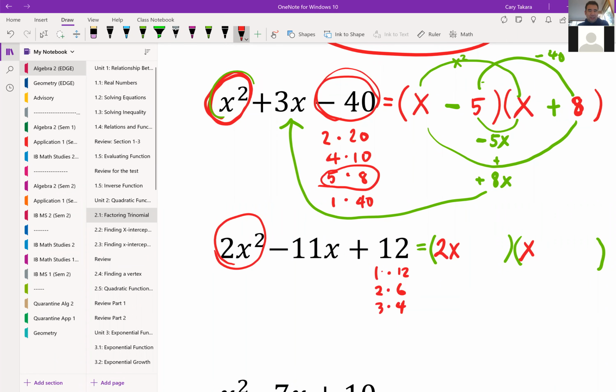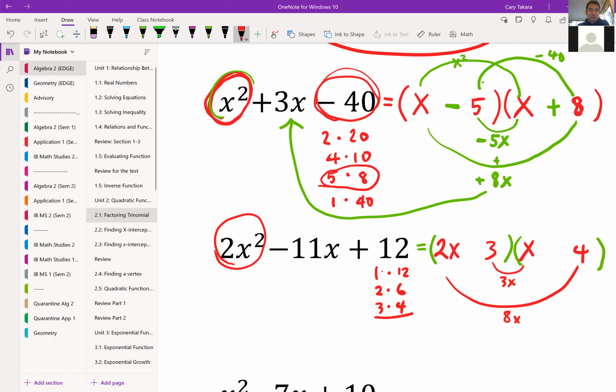That's okay. And which one are we going to try first? You want to try the numbers that are close together. So let's try 3 and 4. So I'm just going to put 3, 4 like that, okay? Now I'm going to do the donut shape. That's a 3x. 2x times 4 is 8x.